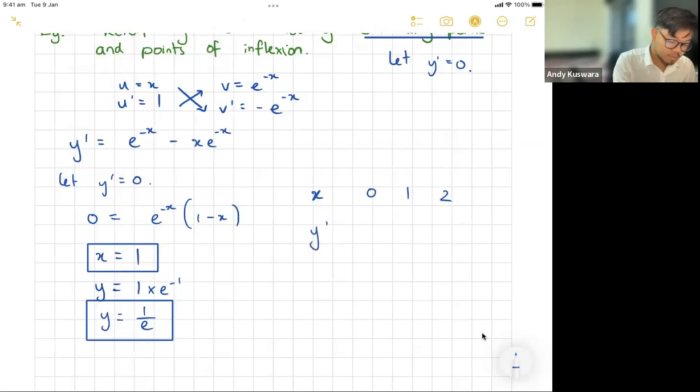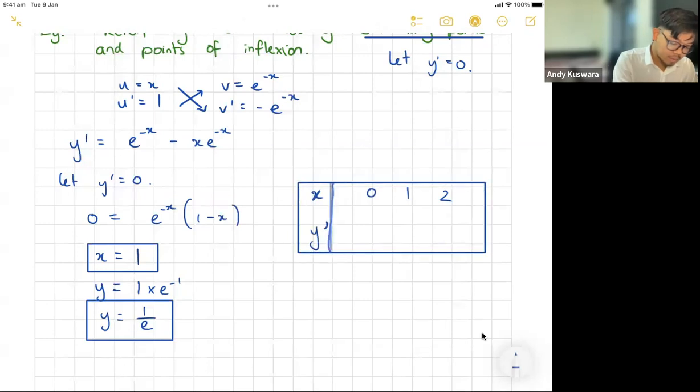And the other thing that I want to substitute it into is my y dash. Okay, so most times I would use my y double dash, but I'm looking at this and I don't want to use the product rule again to get my y double dash. So I'm just going to use my table of values. So I'm going to substitute it into y dash.